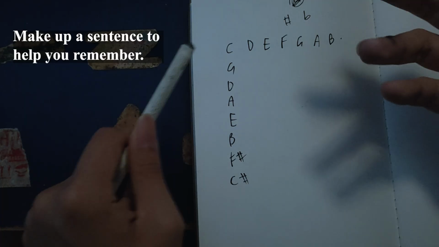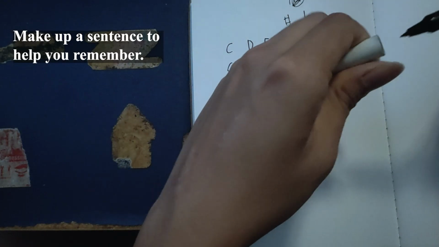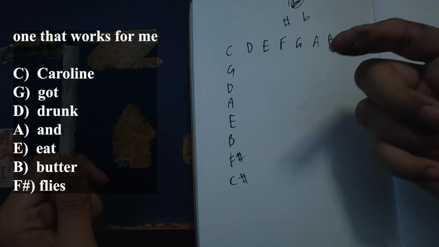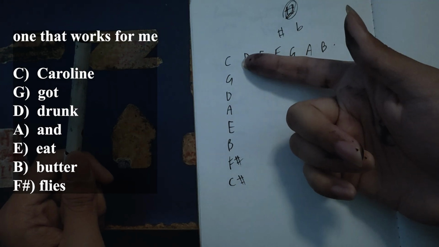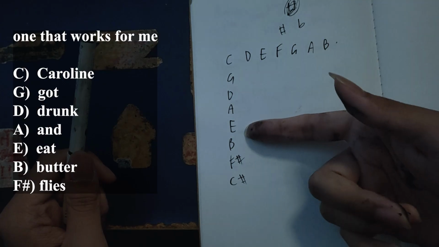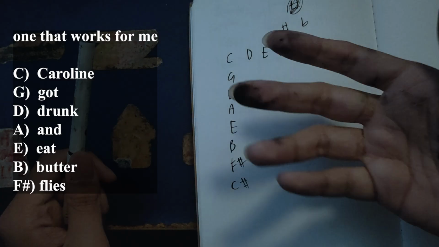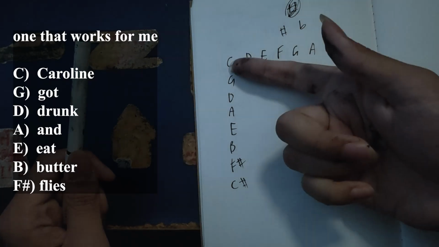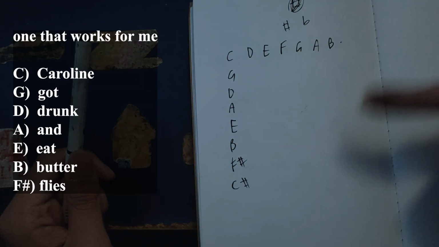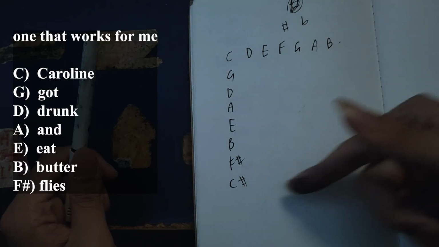So C has nothing. For C, I like to remember the name Caroline. Caroline got drunk and eat butterflies. And don't forget about the C sharp. C sharp is something that comes later. Just remember, if it's C natural major, they're all natural. If it's C sharp major, they're all sharp. And if it's C flat major, it's all flat.